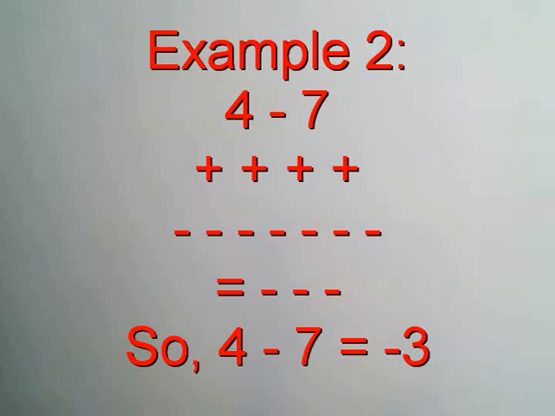Example 2. We are using the same method shown in example 1. What is the result when you have 4 minus 7? Now, looking at what is shown, we will think of the 4 as having 4 positives, and the 7 as having 7 negatives. The 4 positives can cancel out 4 of our negatives and we are left with 3 negatives. So you see that 4 minus 7 must equal negative 3.